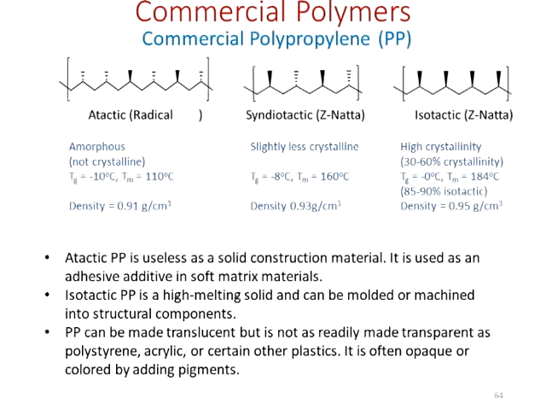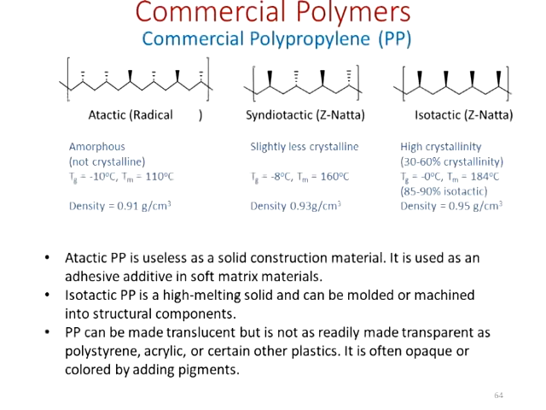The isotactic polypropylene is a high melting solid. It can be molded in a machine into structural components. In other words, you can take isotactic and shave it up and make parts out of it, or make designs and things of that nature. You can't do that with atactic, because isotactic likes the stiffness or the crystallinity.